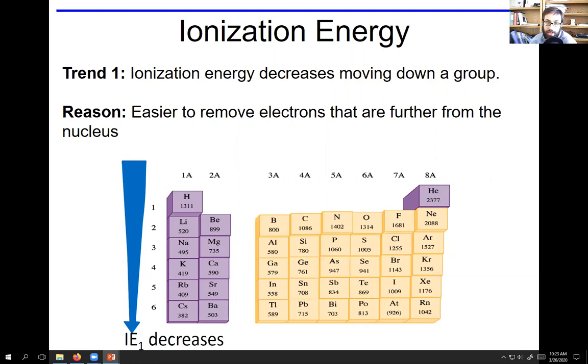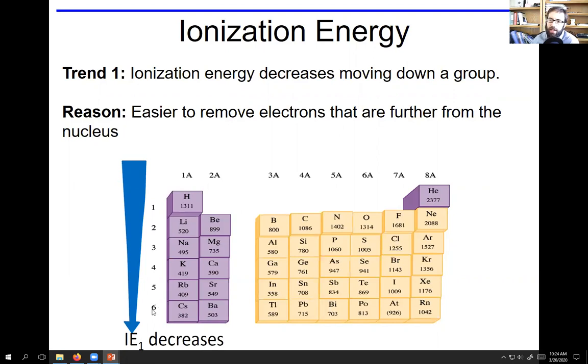So there's a nice trend on this. The first trend is that the ionization energy decreases as you go down a group. As you go down a family, as you go down a column, your ionization energy decreases. You can see these are different ionization energies, and they're all decreasing as you go down a group.